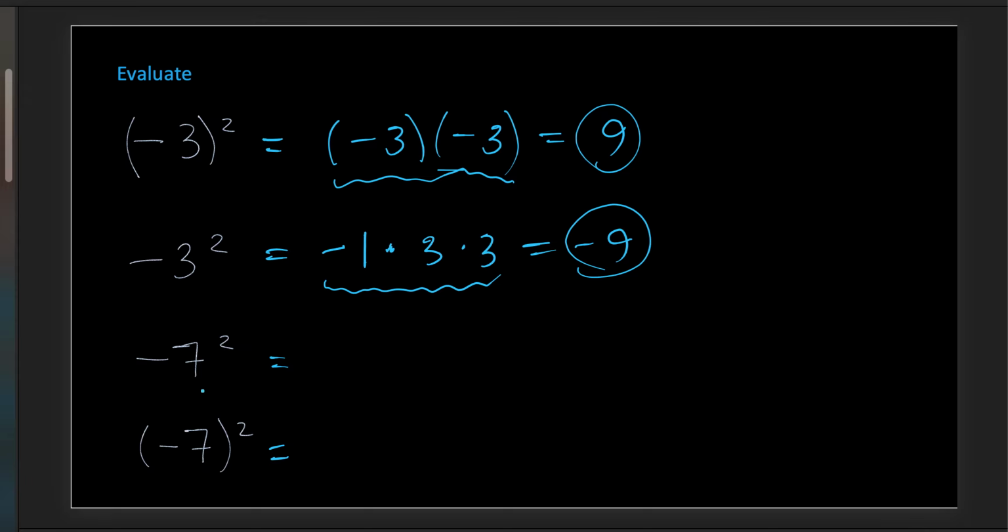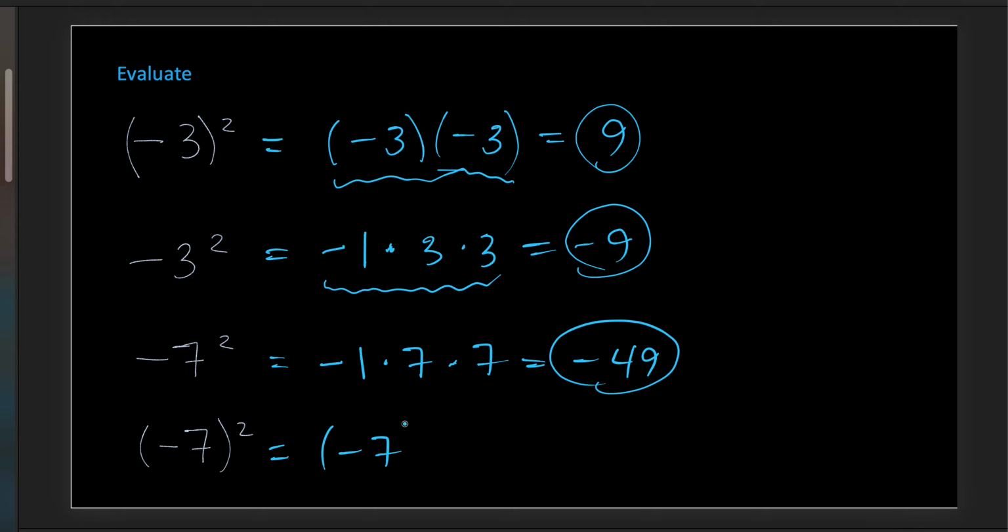So with this one, -7 squared, that's where we have a -1 times 7 times 7. And that's going to be a -49. With this one, (-7) squared, this is telling us to repeat the -7 like this. And that's a positive 49. So no matter what the numbers are in here, you can do those types of problems.